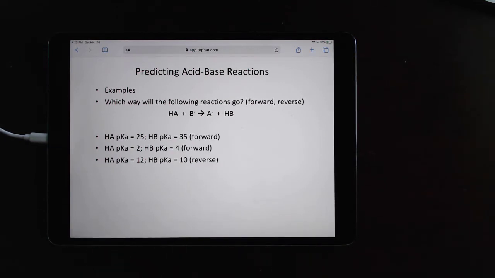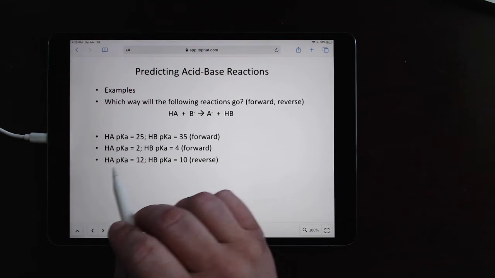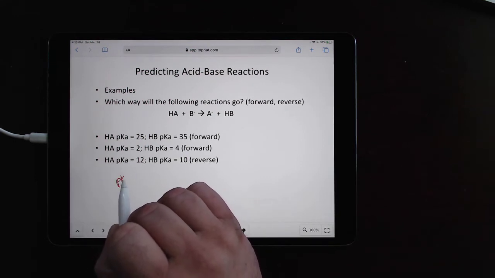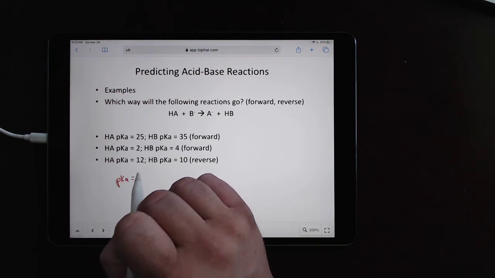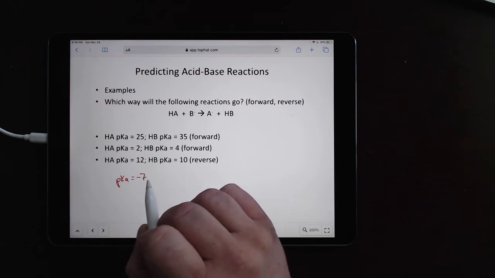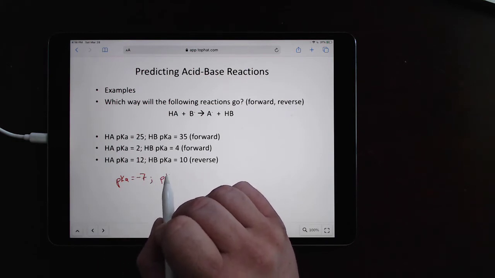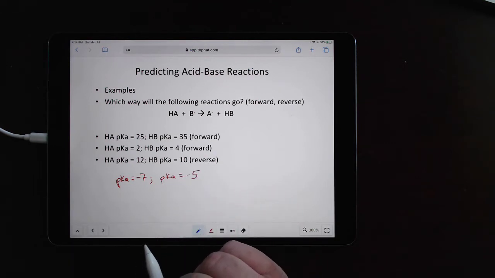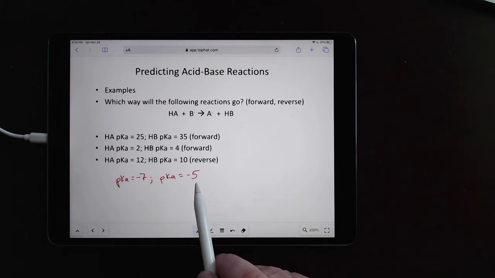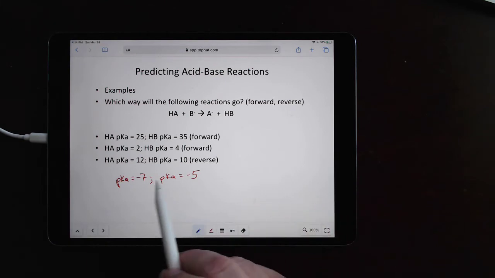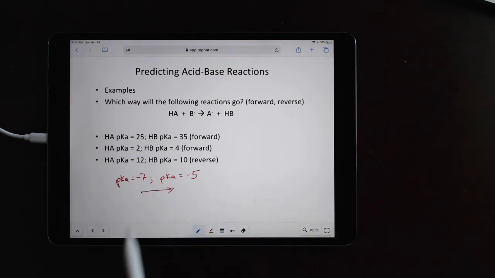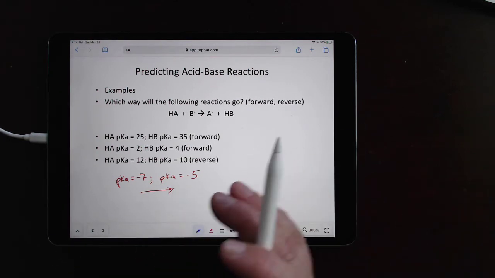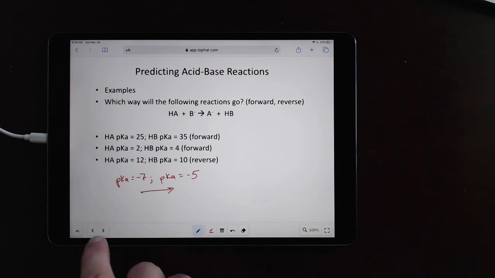Now, it doesn't matter what the actual numbers are. The other thing to be aware of is if you had a pKa of -7 going to a pKa of -5, you might say it's going from 5 to 7, but they're negative, so -5 is a higher value than -7. In this case, the reaction is going to want to go that way. It doesn't matter about the order of magnitude you're dealing with. It just needs to go up. So just be careful.